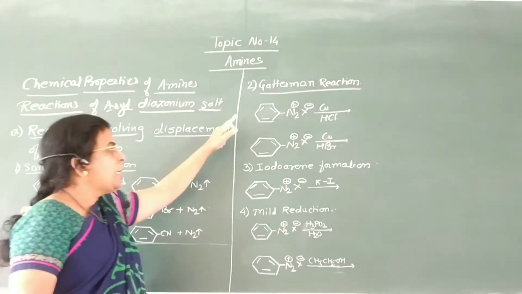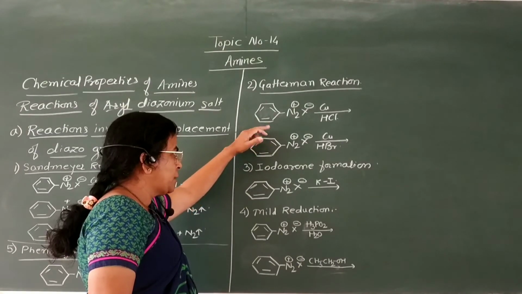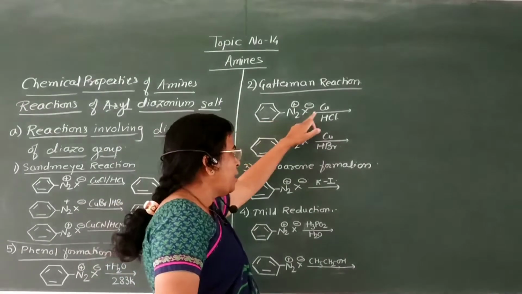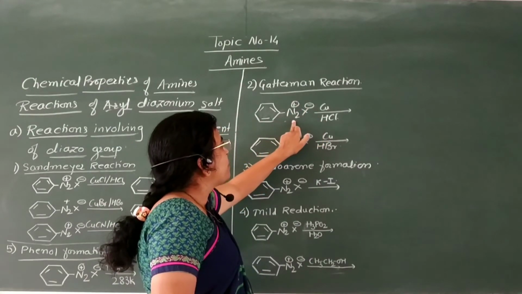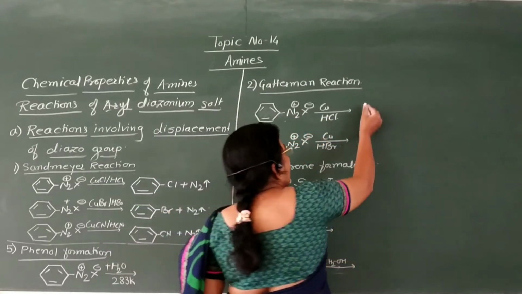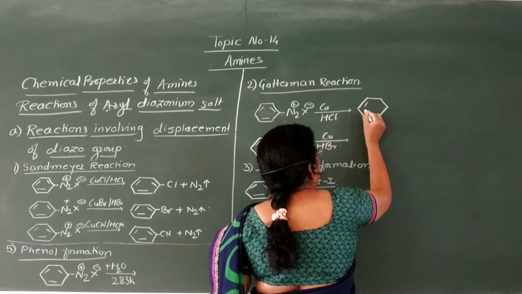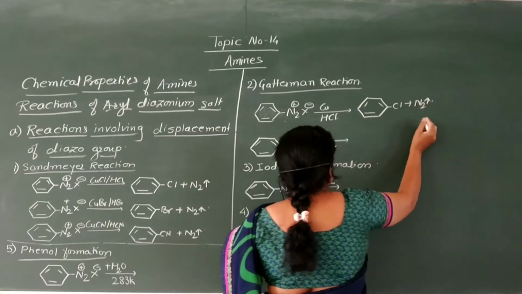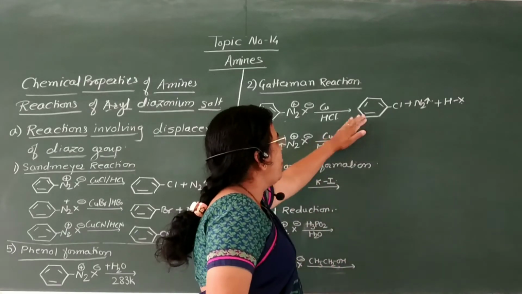Now second reaction, Gattermann reaction. Now in Gattermann reaction, when this aryl diazonium halide is treated with copper in presence of HCl, then this N2 is replaced by this chlorine to give chlorobenzene or aryl chloride. Cl plus N2 plus HX. This is chlorobenzene formed.